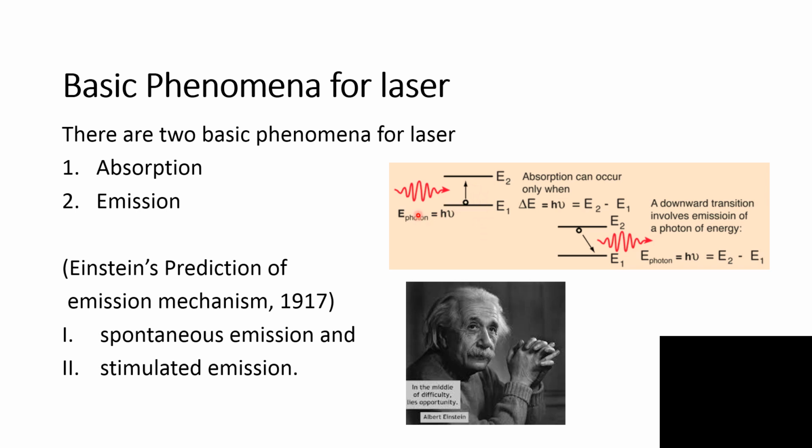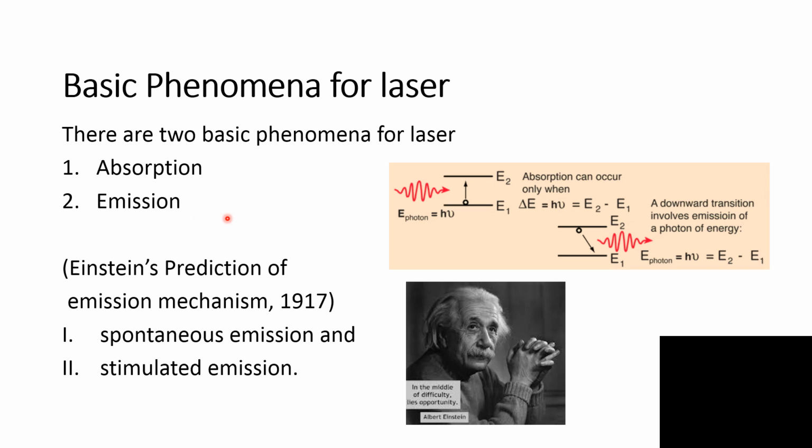When a photon comes up and this photon has energy equal to the difference between these energy levels, this photon will be absorbed, and by absorbing this photon, the electron in the lower energy state will jump up to the upper energy state. So this is absorption.